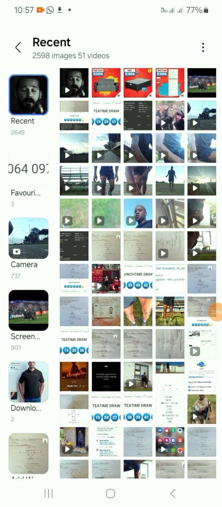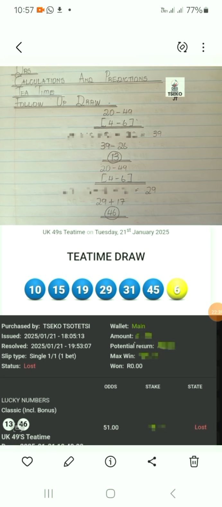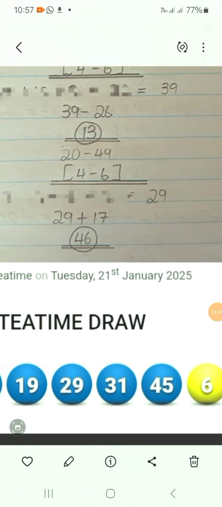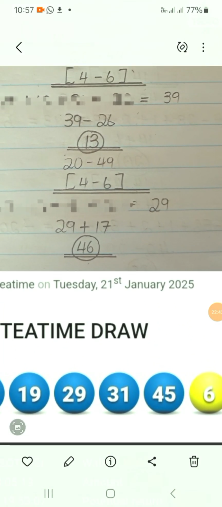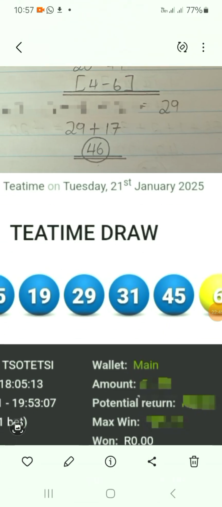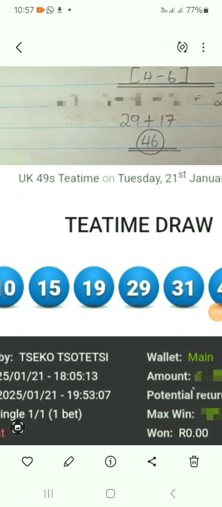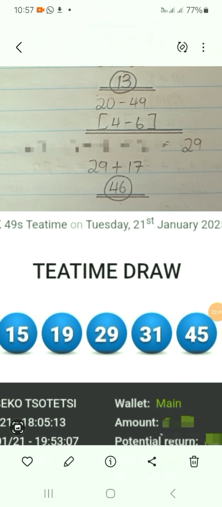Nonetheless, Panthers, this is how I got to play. I made a costly mistake even on that tea time draw. I calculated 13 and 46, but what played was 15 and 45, right? But today is another day.